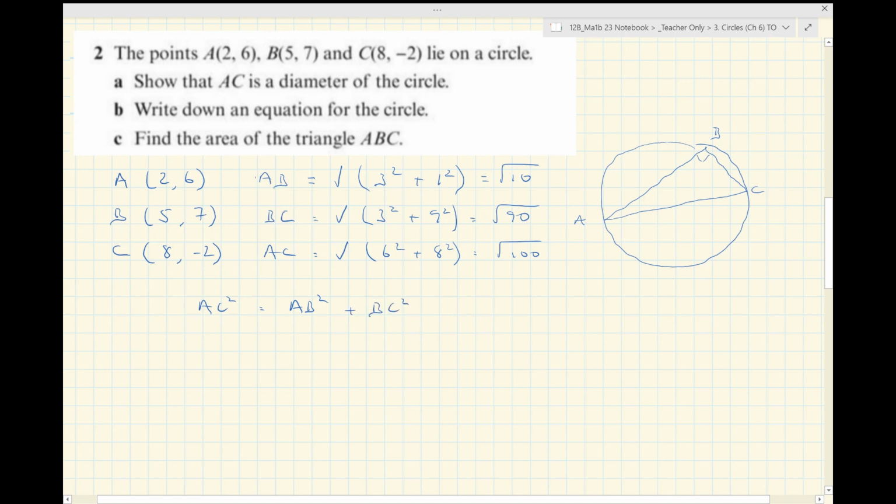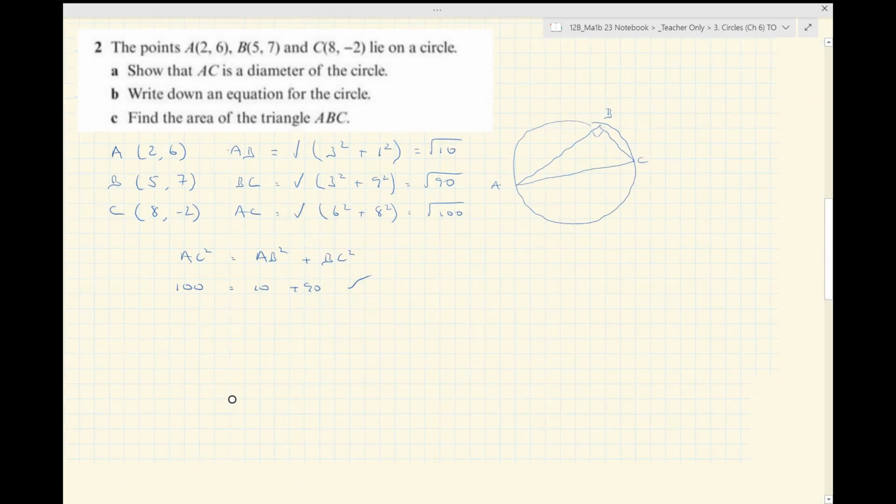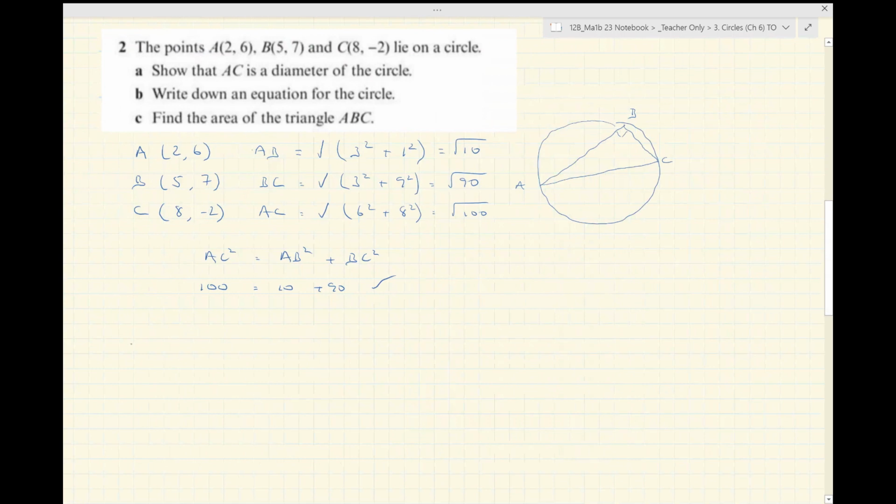Well, does 100 AC squared equal 10 AB squared plus 90 BC squared? Yes, it does. So AC is a diameter. Good. Part B. Write down an equation for the circle.